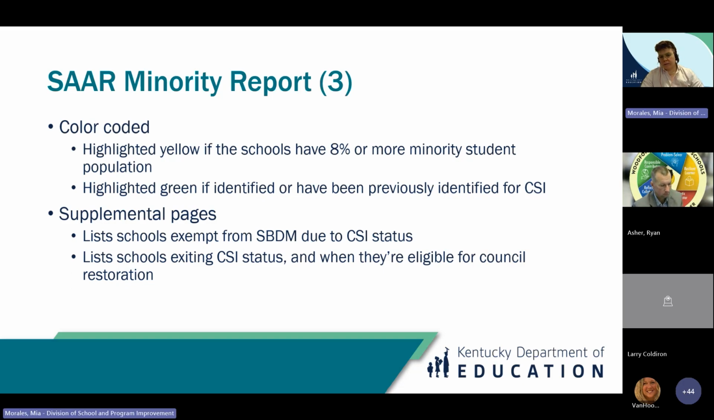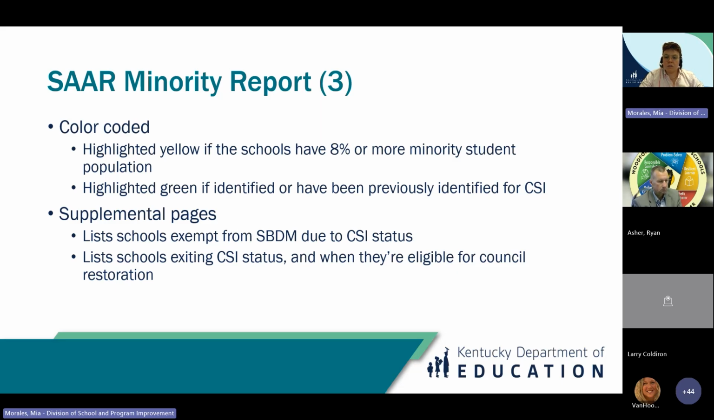I talked about this a little bit last time, but just as a reminder, to read the SAR document, you're going to first see an info page, and then you're going to see a whole list of schools in the state. If it's highlighted in yellow, that means that school has at least 8% or more minority student population. If it is highlighted in green, then that school is currently identified or has been identified for CSI and requires an ALT. And the last handful of pages are supplemental pages.